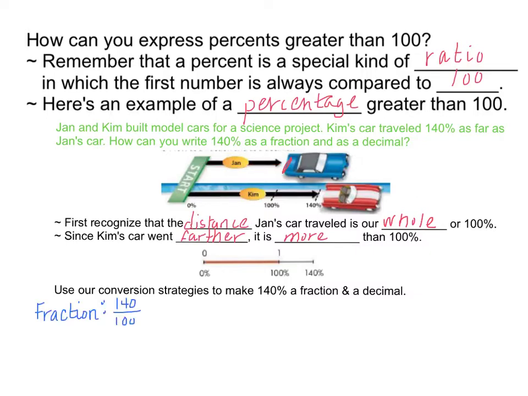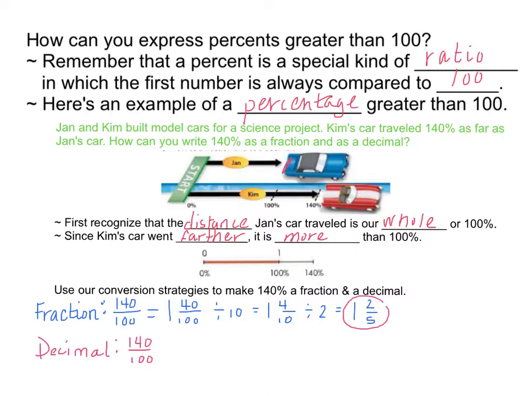We'll start with 140 over 100, since percents are always out of 100, and convert it to a fraction. I like to first change it to a mixed number, because I can take 100 out of that 140 and give me 1 and 40 hundredths. Then I'm going to divide by 10 to reduce it, which gives me 1 and 4 tenths. I think I can reduce it even further, so I'm going to divide by 2, which gives me my final answer of 1 and 2 fifths.